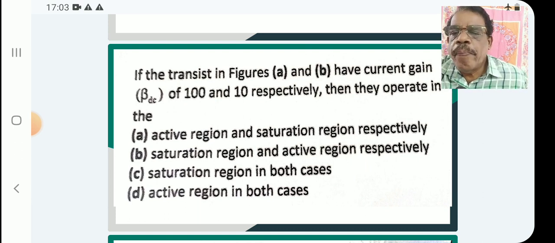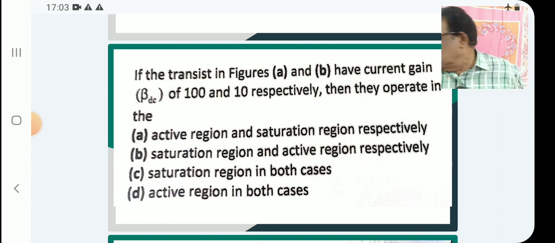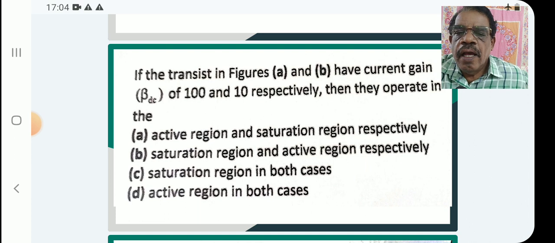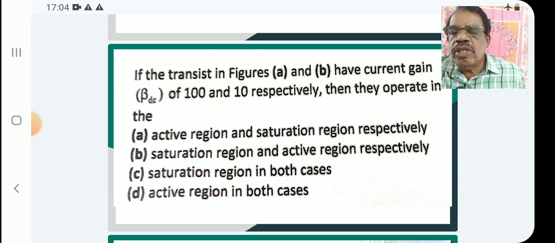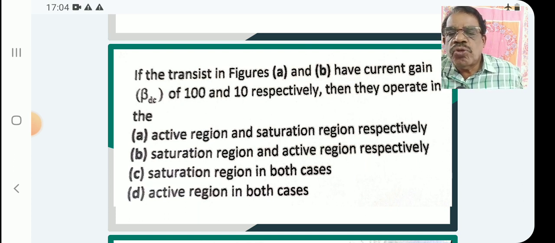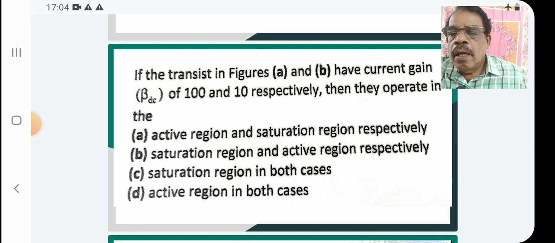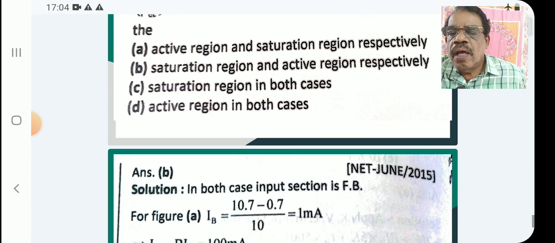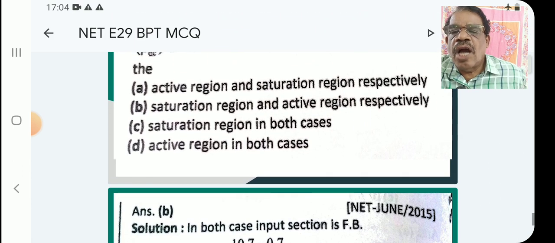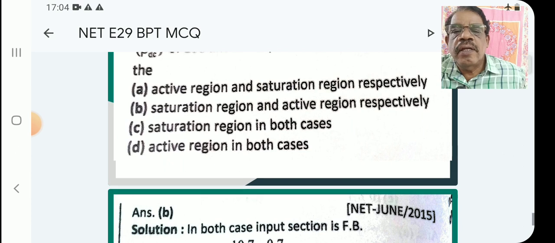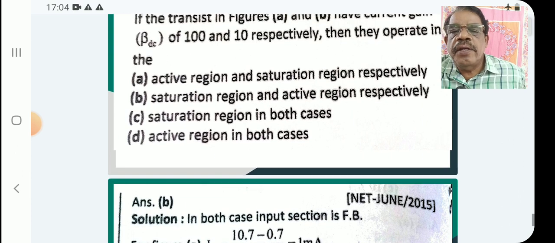Then they operate in the active region and saturation region respectively. Option A: saturation region and active region respectively. Option C: saturation region in both cases. Option D: active region in both cases. Answer B is saturation region and active region respectively.